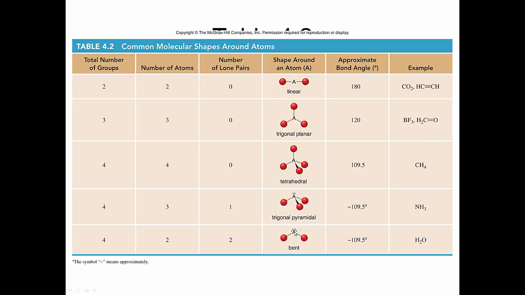And then finally, we have this other situation where we have a central atom, 4 electron charge clouds. That would make it a tetrahedral electron pair geometry. But here we have 2 lone pairs and just 2 bonds. So again, this bond angle is going to be less than 109.5. This has a bent shape.